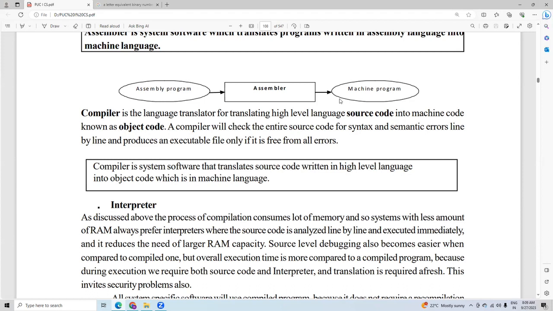It is a system software. You need to remember all these definitions properly, right? One more question may come. System software that translates source code written in high level language into object code, which is in machine level, in machine language.